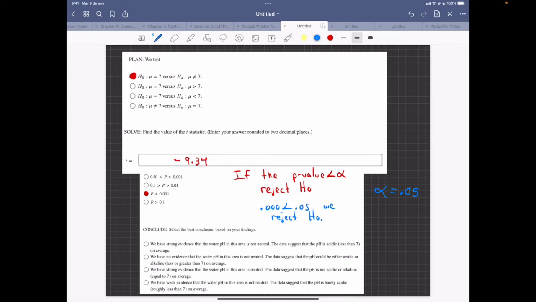So what are we rejecting? We are rejecting that mu is equal to 7. The evidence goes in favor of what? That it is different. So based on that, you will have to select the right conclusion. And in this case, it's going to be what?